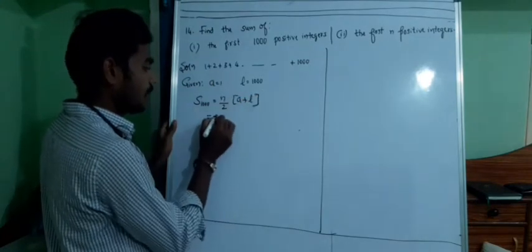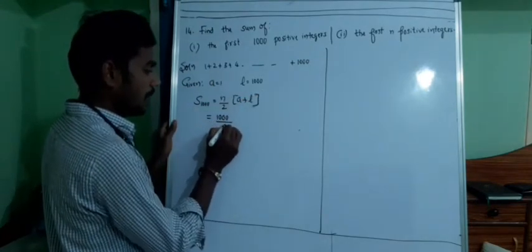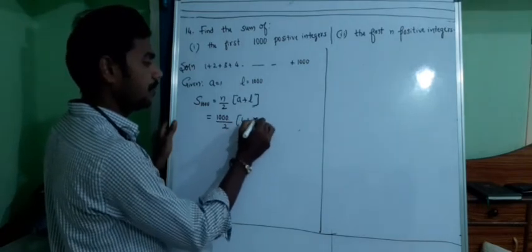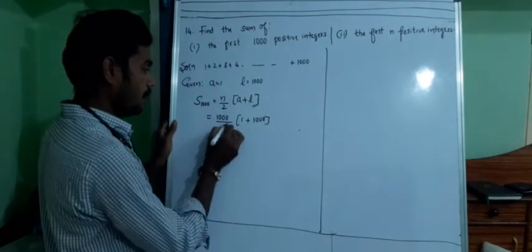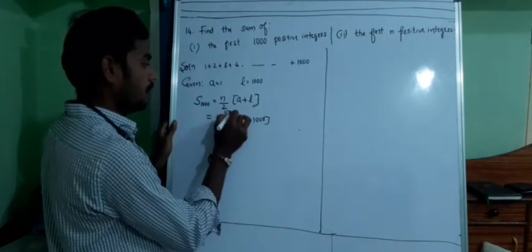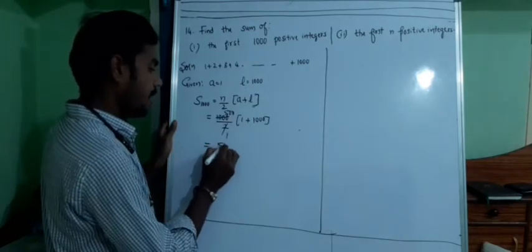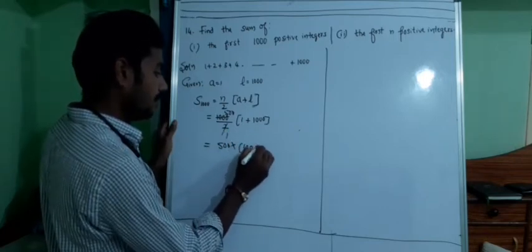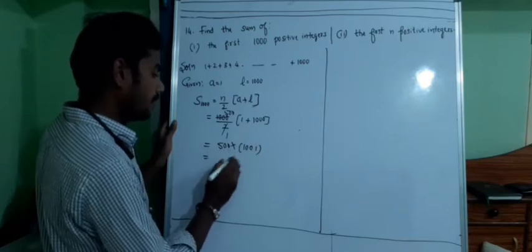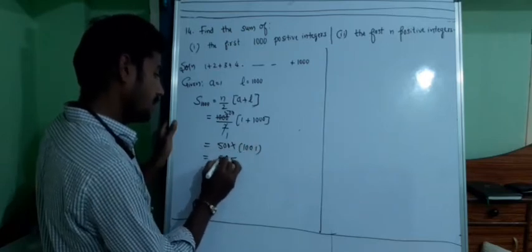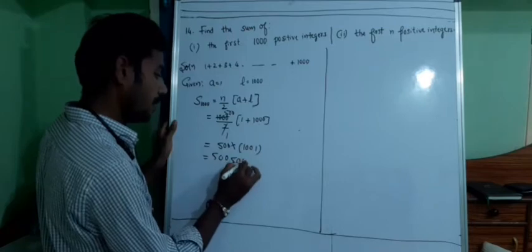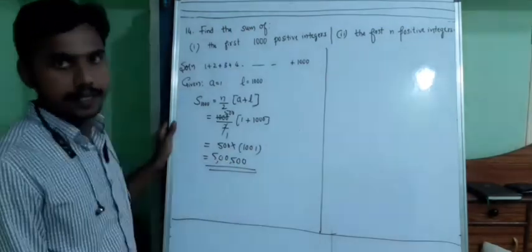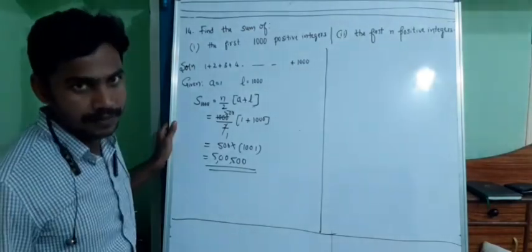So, what is n here? 1000 divided by 2. What is a here? a is 1, plus last term is 1000. Now, 2 1s are 2, 500s. 500 into 1001. 5 1s are 5, 0, 0; 5 1s are 5, followed by 2 zeros. That is 5,00,000 plus 500, which is 5,00,500. Directly you can calculate. Fine.